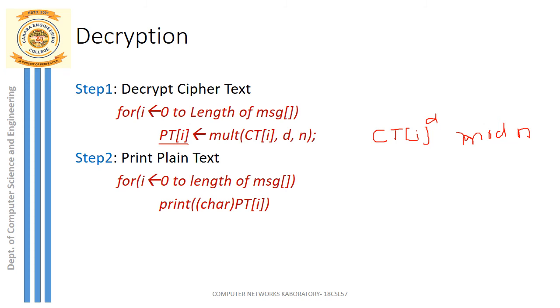While printing the plain text, we have to provide typecasting in order to print the character. Since an integer value, that is the ASCII value of a particular character, will be stored inside PT of I, in order to print the character itself, we are making use of typecasting.